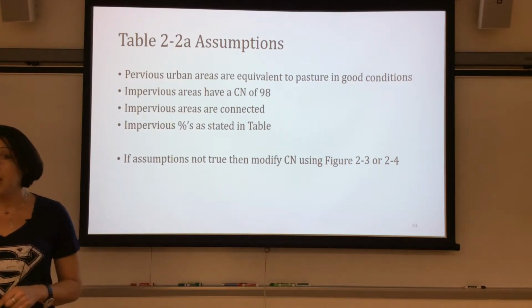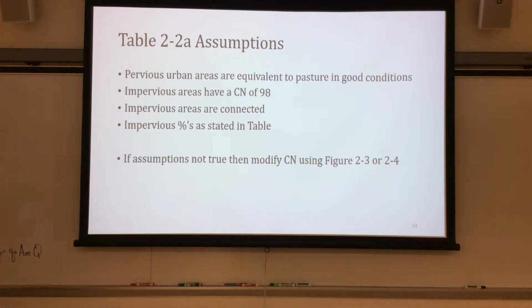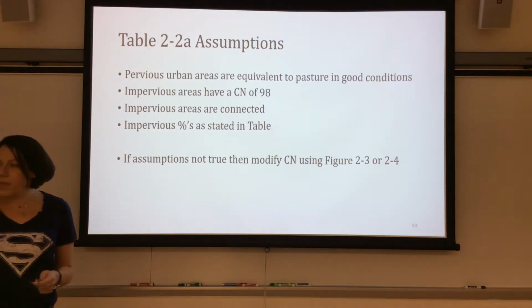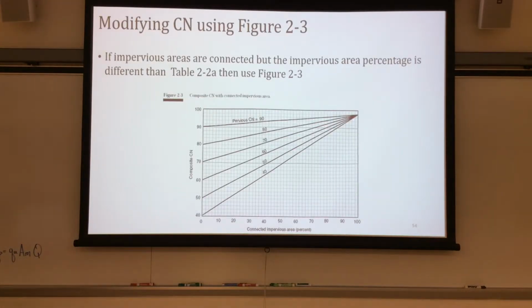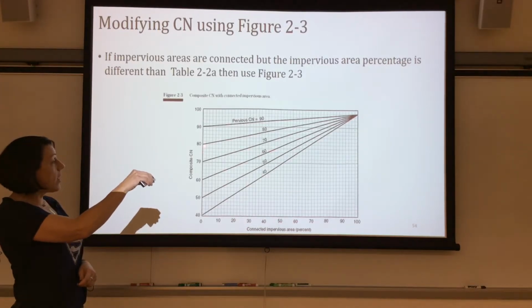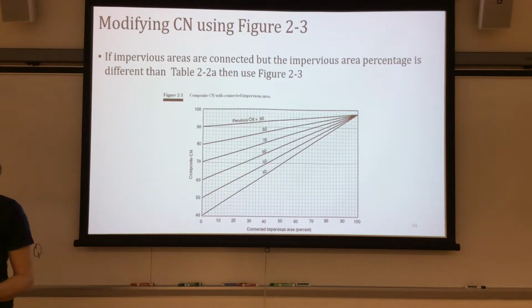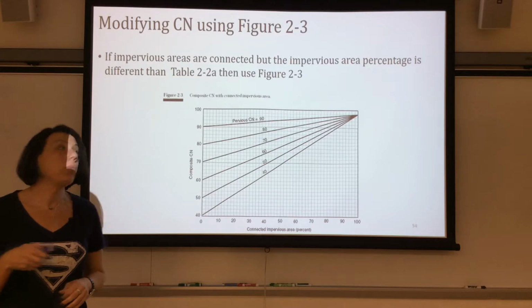I want you to take a look at TR-55, the Urban Hydrology for Small Watersheds manual. For whatever reason, I can't keep that in my mind today. So take a look at those. We can modify our curve numbers based on the connected impervious area. So you're looking at 50% impervious, hit a curve number, and then it'll come over and actually increase your curve number. So the more impervious area is connected, the higher the curve number needs to go.